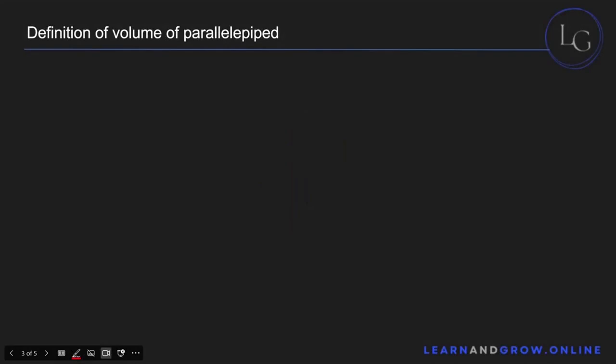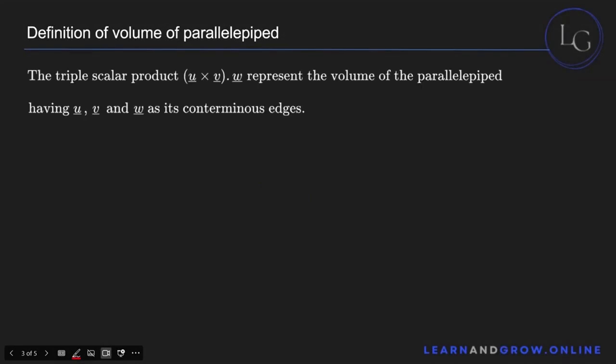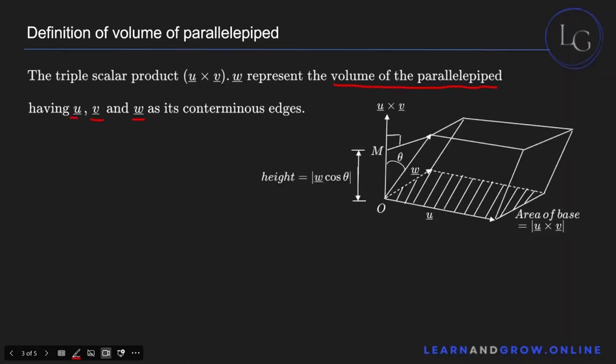Now let's see how you can define the volume of a parallelepiped. So we've discussed earlier that the triple scalar product represents the volume of a parallelepiped having u, v, and w as its conterminous edges, right? So the vectors u, v, and w are basically the sides of the parallelepiped. And the triple scalar product will give you the volume. So let's see, this is the shape over here.